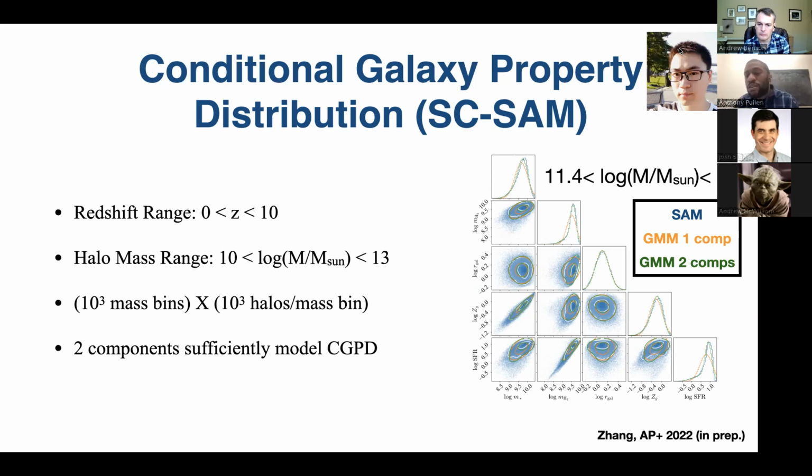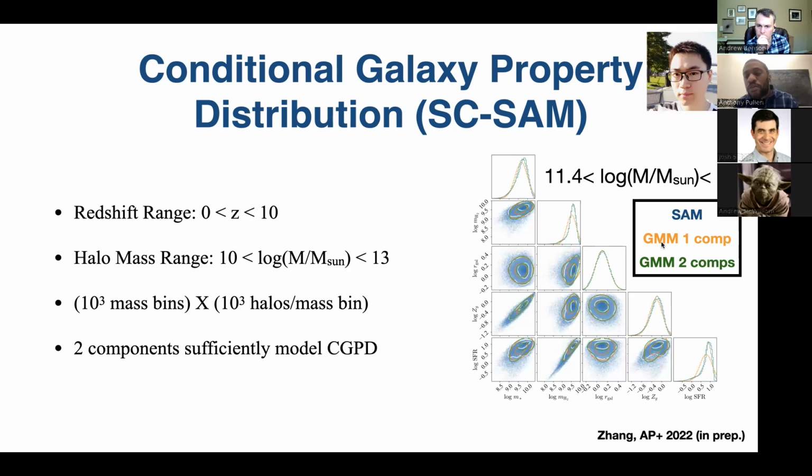And the most interesting thing we found was that this distribution can be accurately modeled using what's known as a Gaussian mixture model, which is the sum of 2 multivariate Gaussian distributions. And what we find is that the one-component model for the Gaussian mixture model actually does really well. So just one Gaussian is actually pretty good.